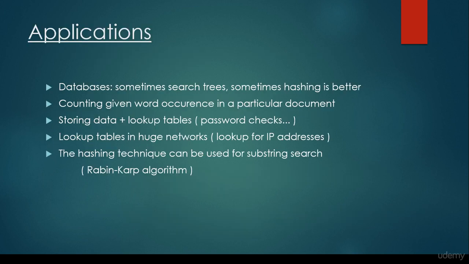Okay, so what about the applications for associative arrays? For example, in databases, sometimes search trees and sometimes hashing is better. By the way, I'm a huge fan of balanced binary search trees, but we can come to the conclusion that hash tables or dictionaries can be very useful. For example, counting given word occurrences in a particular document, or storing data and constructing lookup tables, for example for password checks. Hash tables can be very useful. Or lookup tables in huge networks. For example, we would like to look up IP addresses. It can be done with the help of hash tables.